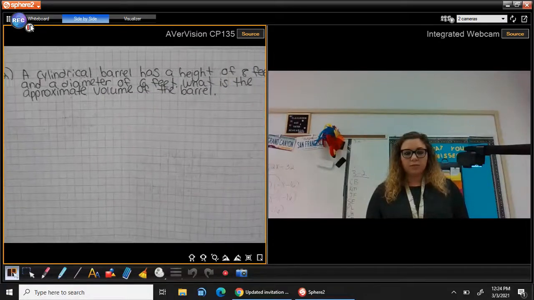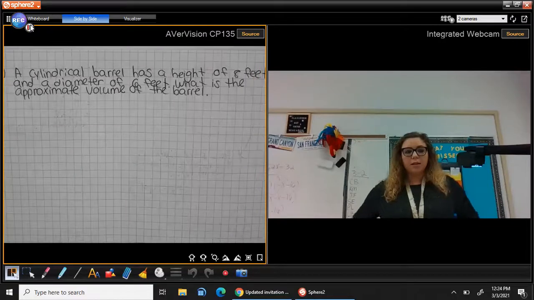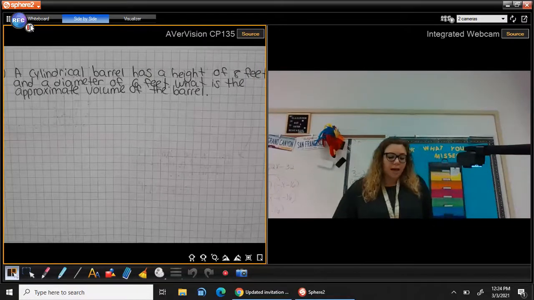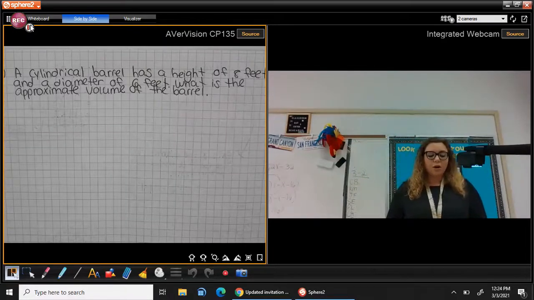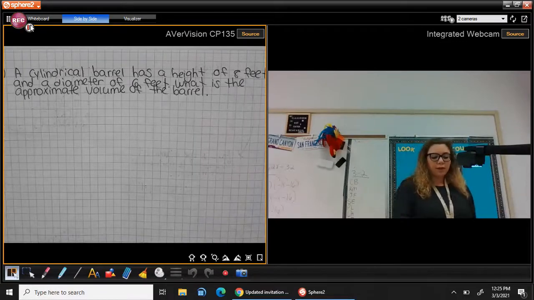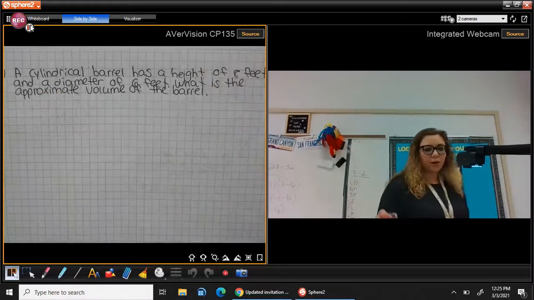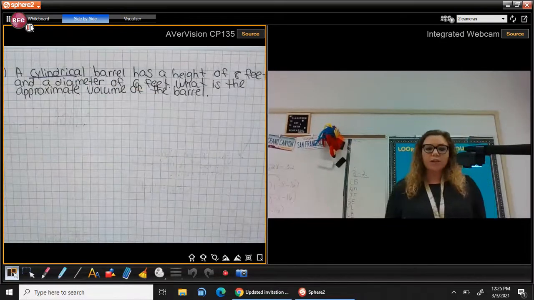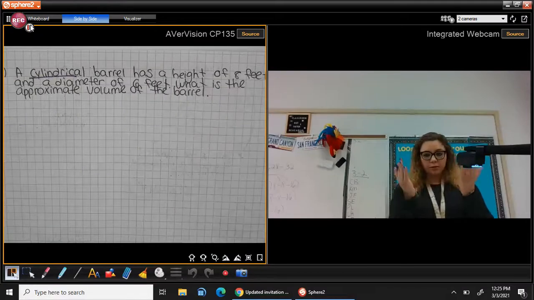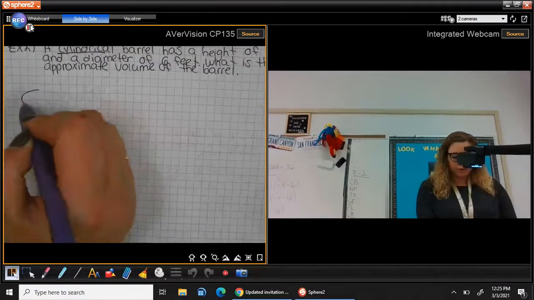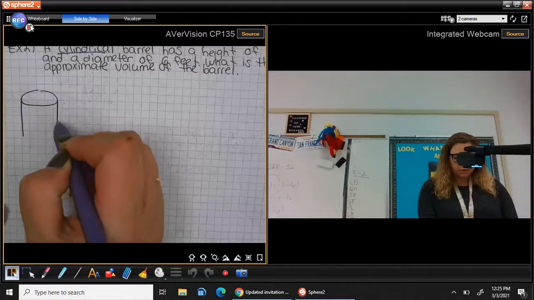So let's look at this one, example 2. A cylindrical barrel has a height of 8 feet and a diameter of 6 feet. What is the approximate volume of that barrel? Okay, this is your keyword that we're talking about a cylinder. And if you didn't know that, what shape is a barrel in? It's in a cylindrical shape. So it's going to look something like this.